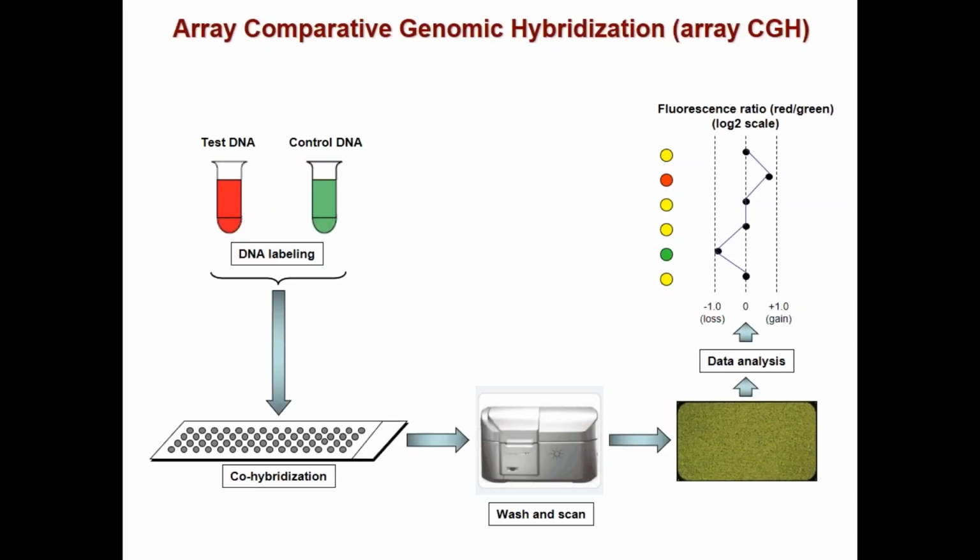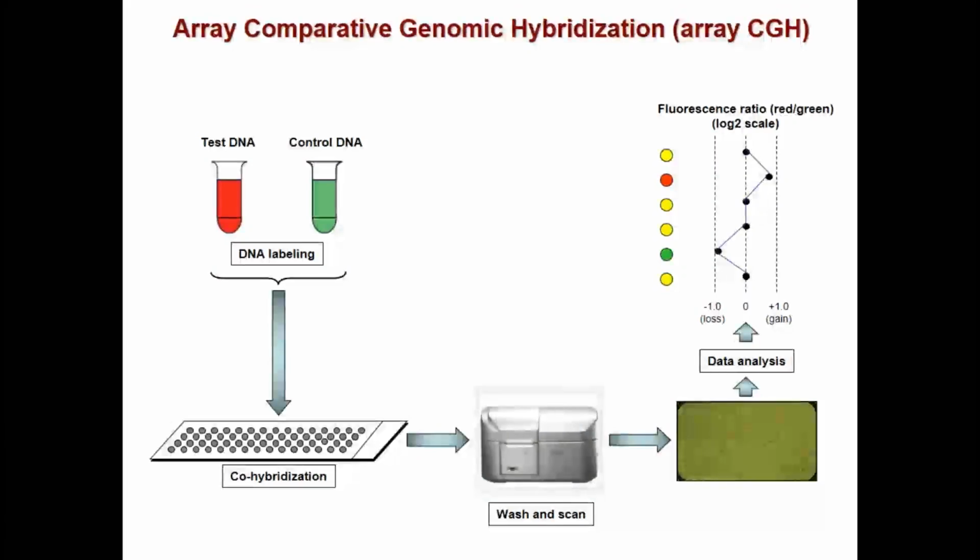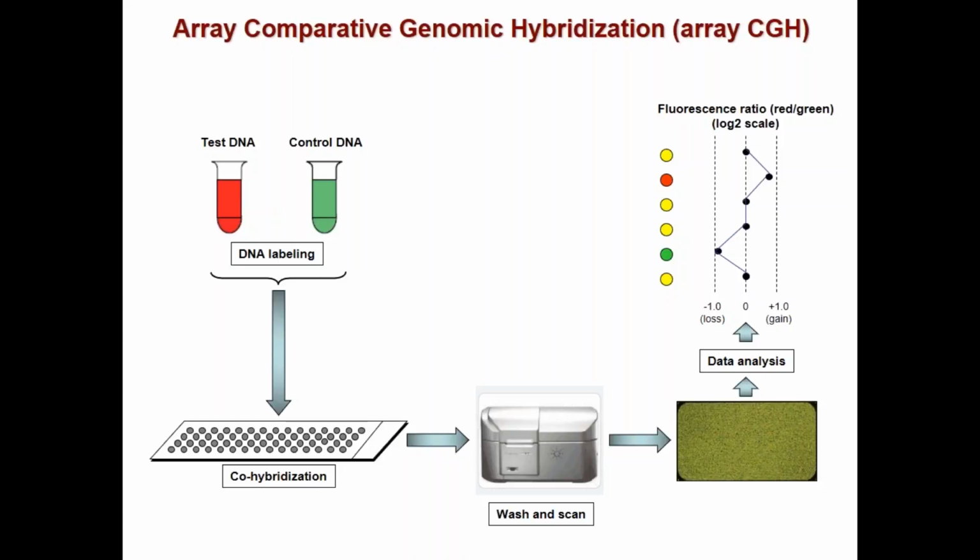Oligos that have equal red to green dye will plot at the middle. This is a log2 scale, so they will have a log2 ratio of 0. These are pieces of DNA that are present in 2 copies in the patient. Remember, this control is not a patient, it is a normal individual or a pool of normal individuals which have been studied before. So everything is actually compared to your control.